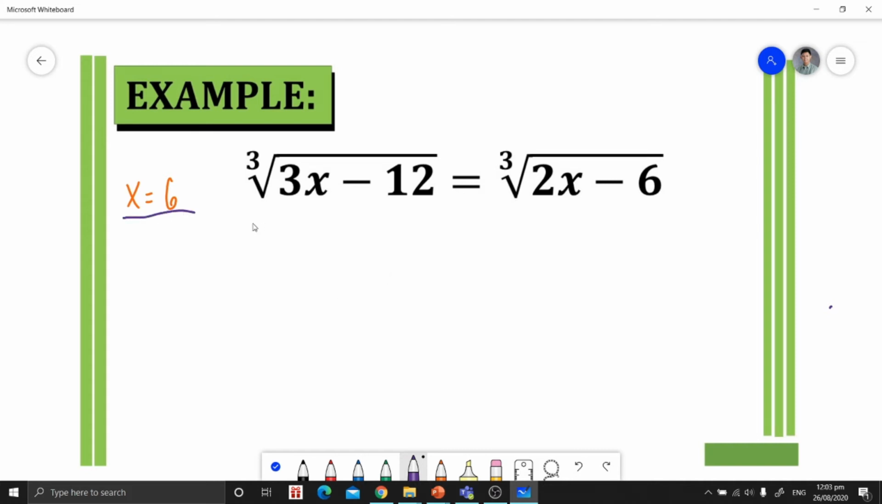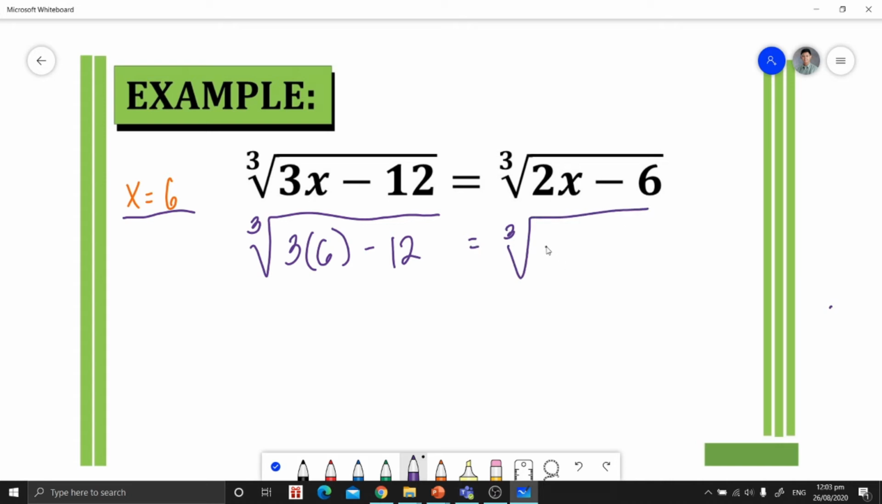So in order for us to check that, let's substitute the value of x to our given equation. So 3 times 6 minus 12, is it equal to the cube root of 2 times 6 minus 6? Okay, so let's simplify. So 3 times 6, that is equal to 18 minus 12. Let's copy the radical symbol.